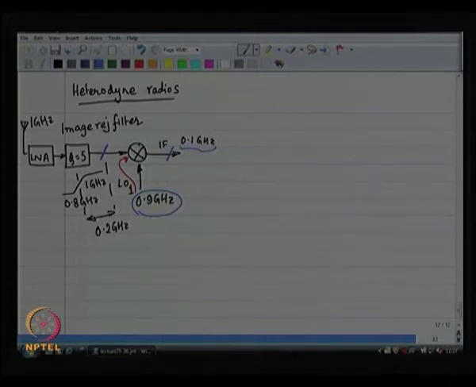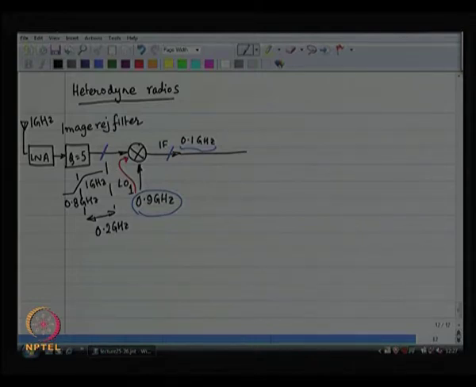So, that will be the Q of the image reject filter that you need. Large Qs are very difficult to get. So, you make something with a small Q, which means that you need your IF to be a significant fraction, maybe 1/10 of your RF.